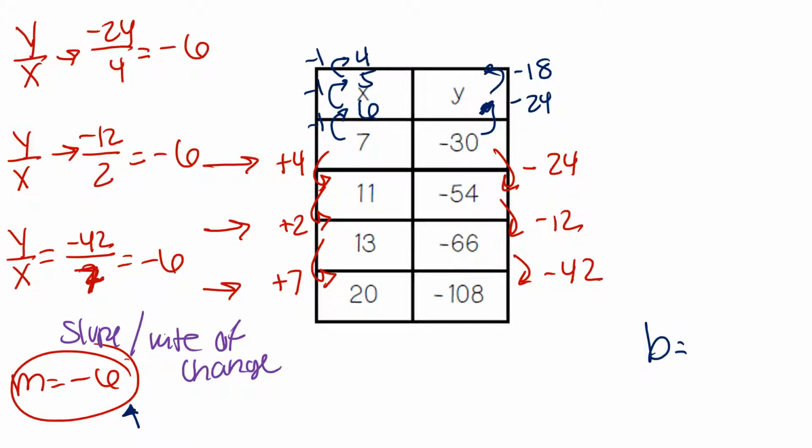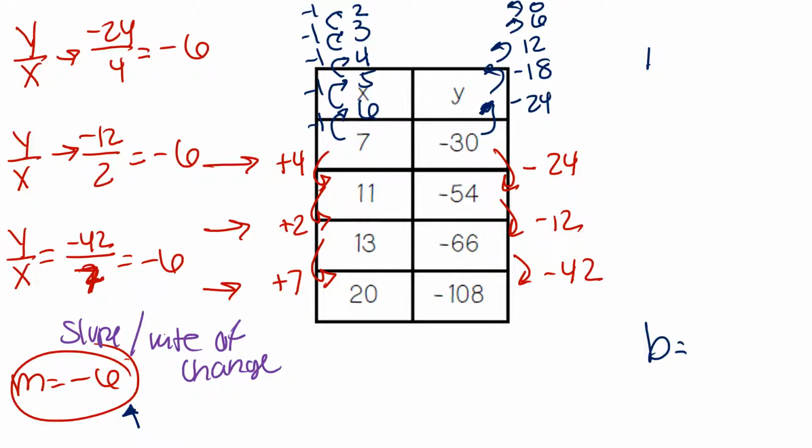Going backwards 1 puts us at 4. Going backwards 6 puts us at 12. Going back 1 puts us at 3. Going back 6 puts us at 6. Going back 1 puts us at 2. Going back 6 puts us at 0. I'm running out of room. That's okay. Going back 1 again puts us at 1.